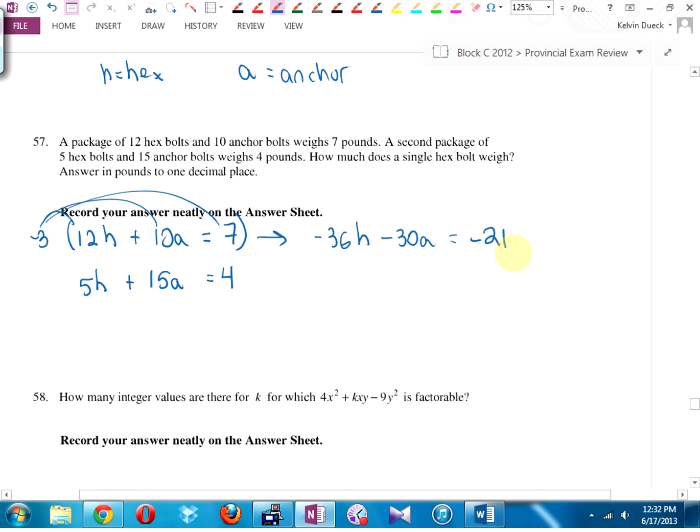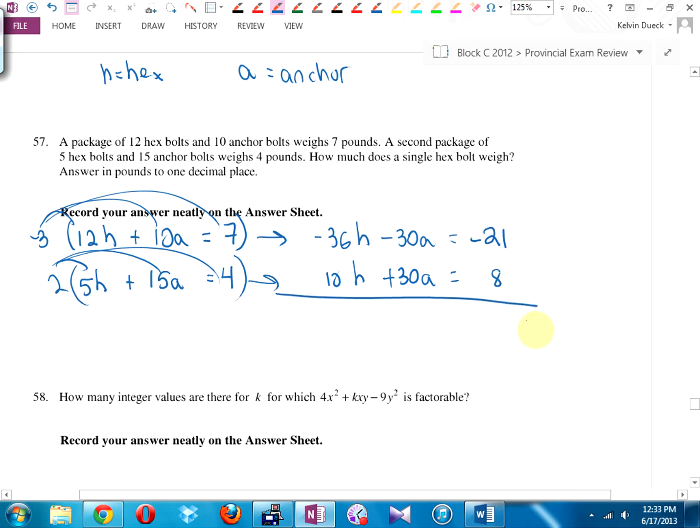Most common mistake I saw on the tests was people forgetting to multiply the 7. They would just drop it down. Darian, what are we going to multiply the second equation by? 2. By 2. That's going to give me 10H positive 30A equals 8. By the way, for what it's worth, Darian, I would have multiplied the first equation by positive 3 and the second equation by negative 2, because I find I make less mistakes when the negatives are below the positives. But that's me being really paranoid. So you're fine. Now what?